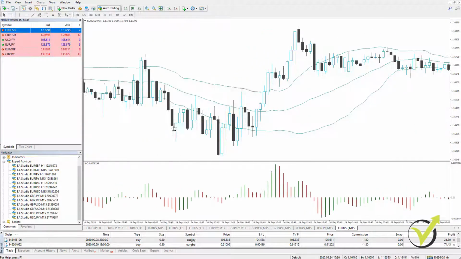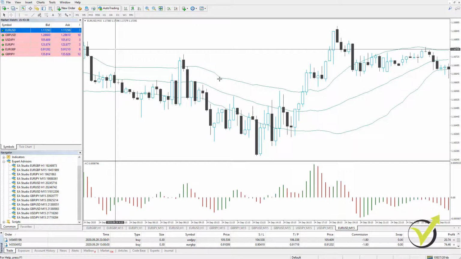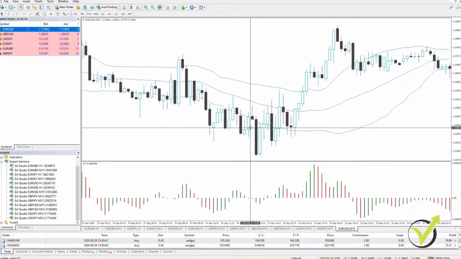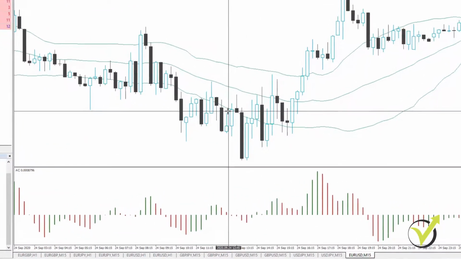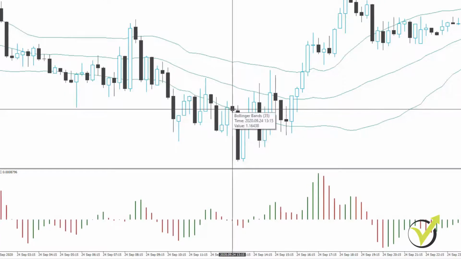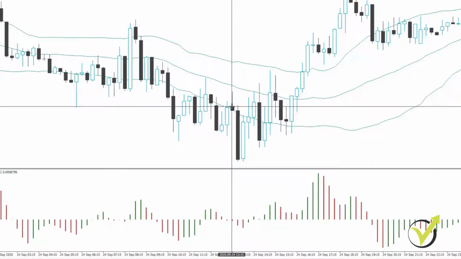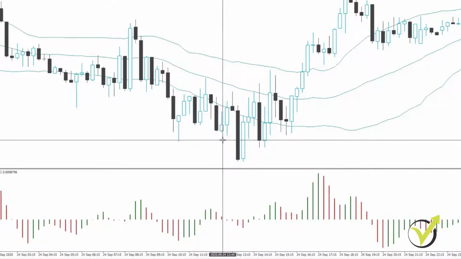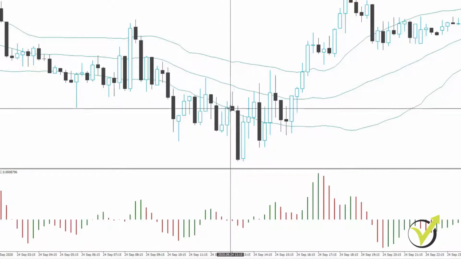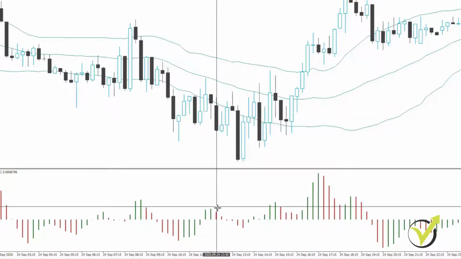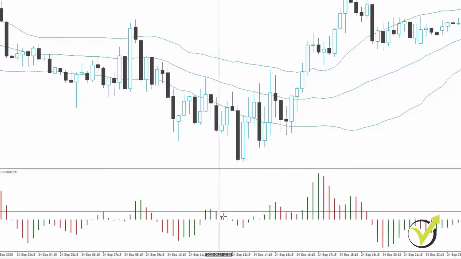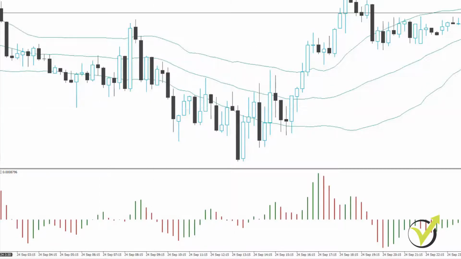So let me look for such an example. I will use the crosshair again, and I think right here we have such an example. Okay, right at this bar. So at this moment we have a bar opening above the lower band after a bar that opened below the band. Or in simple words, this means that the price crossed the lower band. And at the same time, you can see that the accelerator oscillator crossed the zero line downward. And here would be an entry.